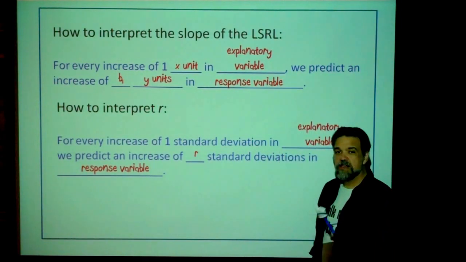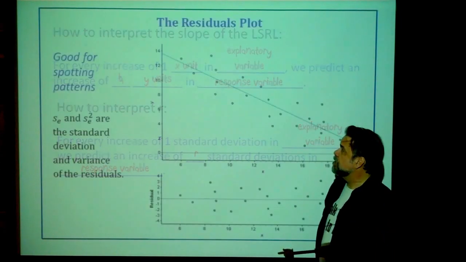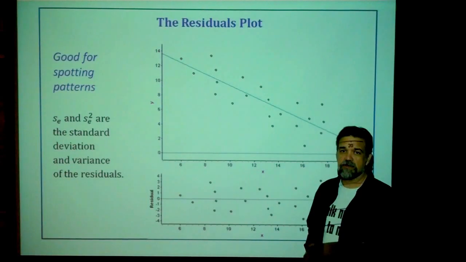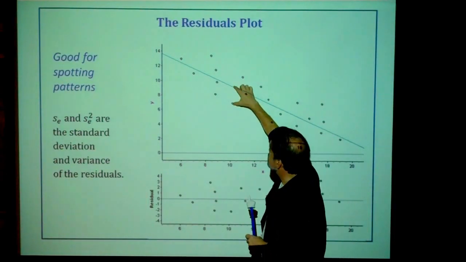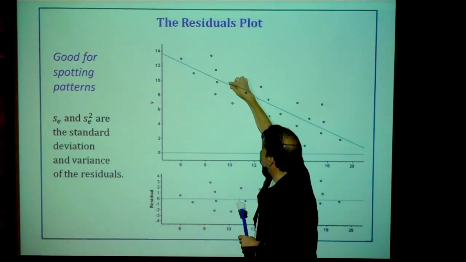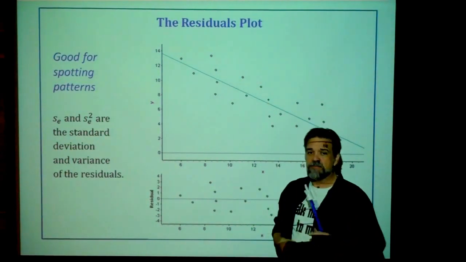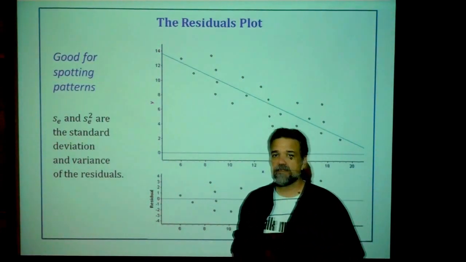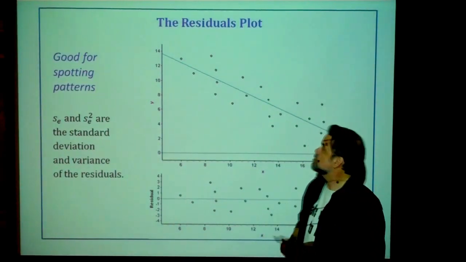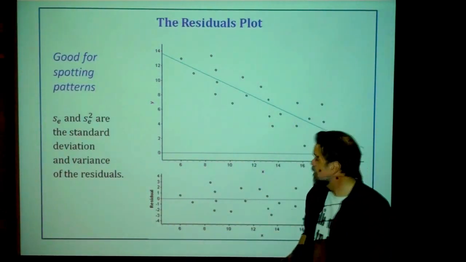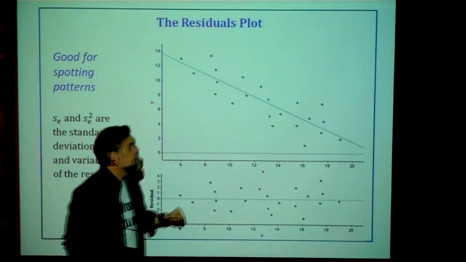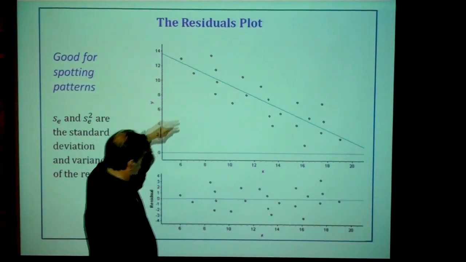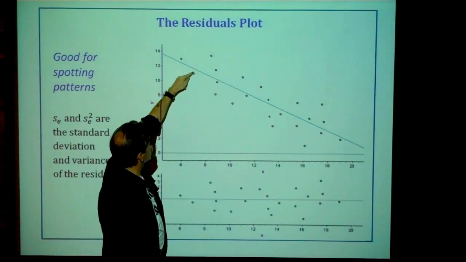Now, the next thing I want to talk about is residuals. We talked about what residuals are. It's the vertical distance from each point to the line. Sometimes you can look at residual plots and they'll tell you some information that you don't see from just looking at the regular scatter plot. Here's a residual plot down here. And you'll notice every point on the scatter plot corresponds to a point on the residual plot. Okay?